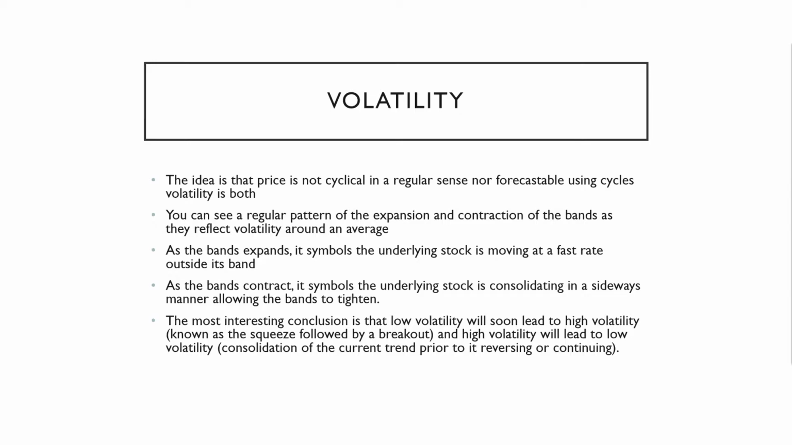As the bands expand, it signals the underlying stock is moving at a fast rate outside its band. And as the bands contract, it signals the underlying stock is consolidating in a sideways manner, allowing the bands to tighten, to constrict around the price action. Now, the most interesting conclusion is that low volatility will soon lead to high volatility, and that's that cycle we were talking about, known as the squeeze followed by a breakout. And high volatility will lead to low volatility, which is consolidation of the current trend prior to it reversing or continuing, whether it's a downtrend or an uptrend.